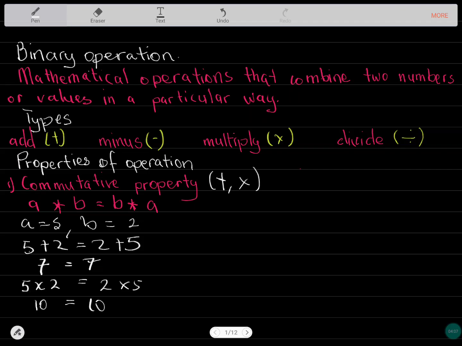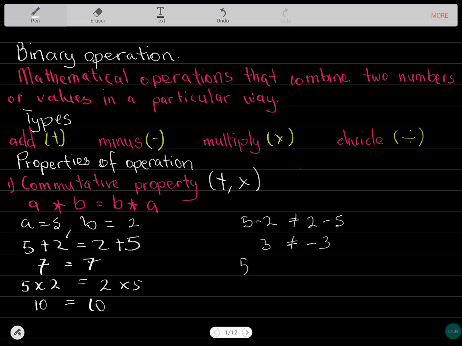But we cannot say the same for subtraction and then division. Let's try it and see. So 5 minus 2 cannot be equal to 2 minus 5. Why? 5 minus 2 is 3. 2 minus 5 is negative 3. These two numbers are not the same. So subtraction is not commutative.